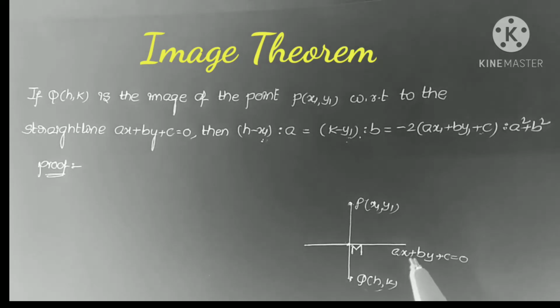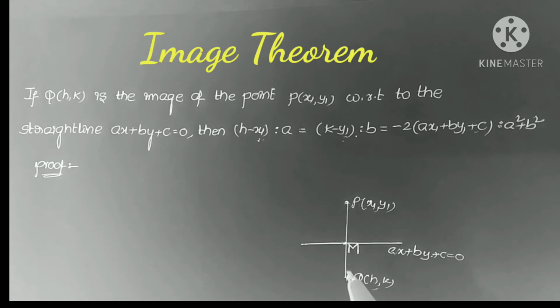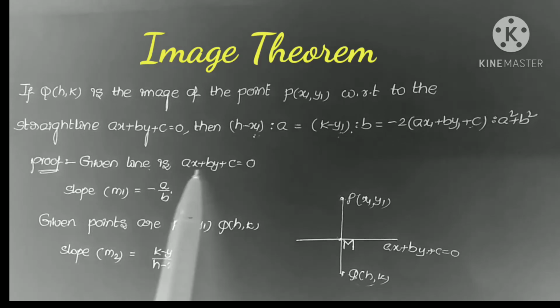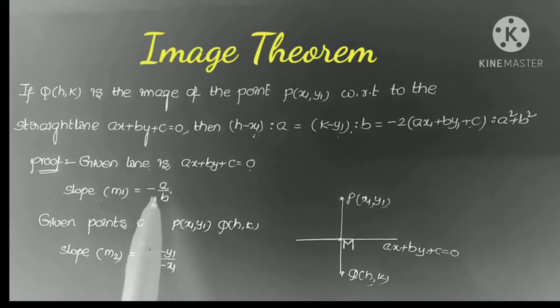That is, first we take the given line and its slope, and next we take the points P, Q and the slope of the line PQ, and we apply the condition that since the two lines are perpendicular to each other, m1 into m2 is equal to minus 1. So first I write the given data here. We write the given line, ax + by + c = 0, and the slope of the line is equal to minus a by b, which is taken as m1.